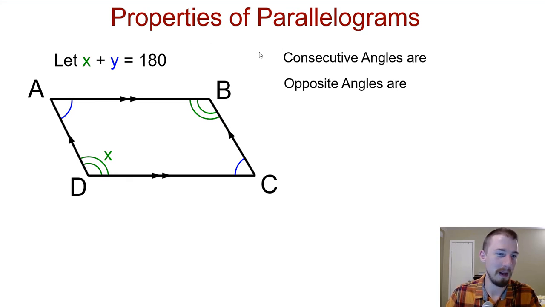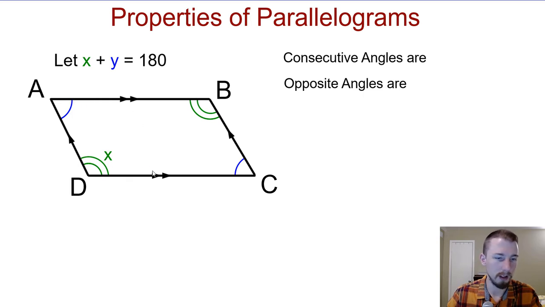All right, so properties of a parallelogram. Let x and y be supplements of each other, so x plus y is equal to 180. Whatever x is, y would be the supplement. If we look at the opposite angles here, they both look like they're the same, and both of these look like they're the same. But how could we prove that? And if we look at our consecutive angles, how are they related to each other?